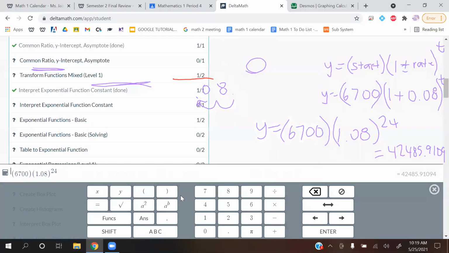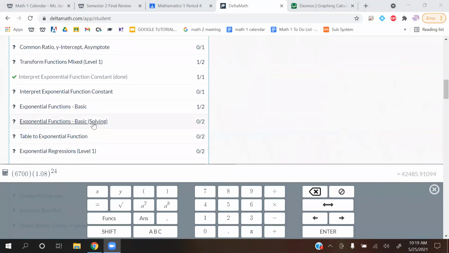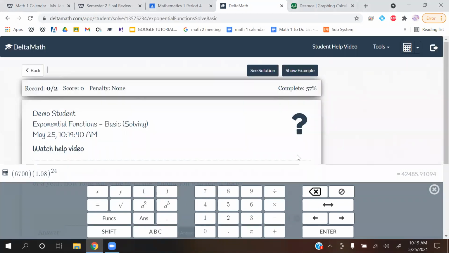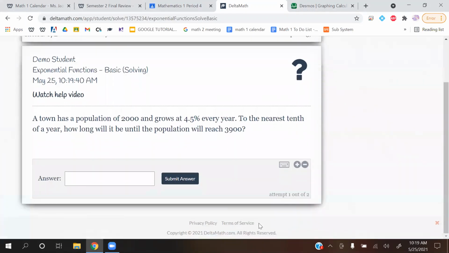Let's do another example from another category. All right, so where are we? Okay, exponential functions basic solving. So this one, we're still going to start off by writing an equation. So let me write an equation first. A town has a population of 2,000 and grows at 4.5% every year to the nearest tenth of a year. How long will it be until the population will reach 3,900?